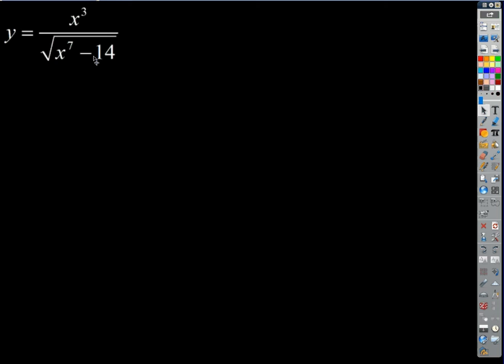So we just rewrite this as x cubed times the quantity x to the 7 minus 14 to what power? Negative 1/2. And then we're just doing the same thing, right?